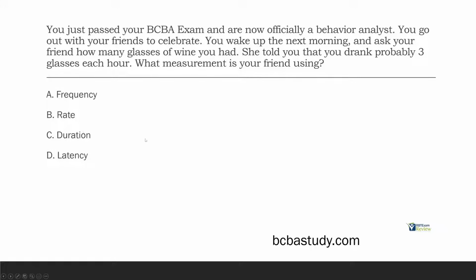It's not duration. We're not looking at the length of a response, not how long it took you to drink or anything like that. And it's not latency. We're not looking at the time between the SD and the first response. We're simply looking at a count, 3, over a time, an hour. So your friend is using the measurement of rate.